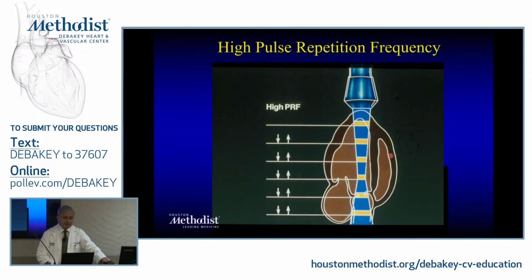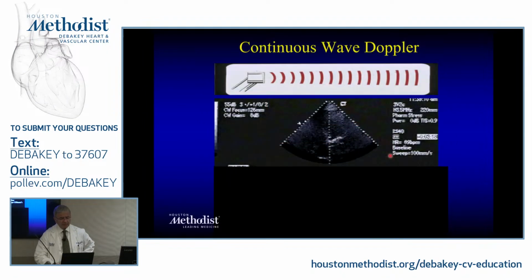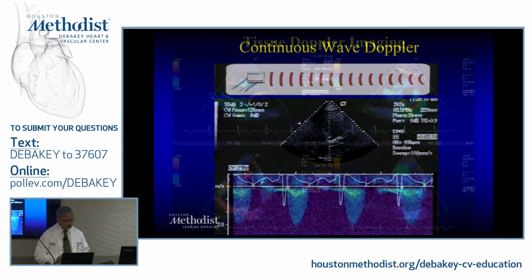High PRF, you're not using it at this stage. Basically, you fool the system by saying that my area of interest is very close to the transducer, so therefore I can use a high PRF to resolve it, but you don't need it nowadays with continuous wave Doppler.